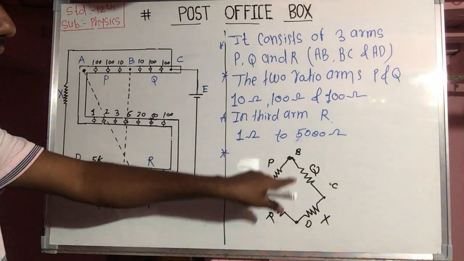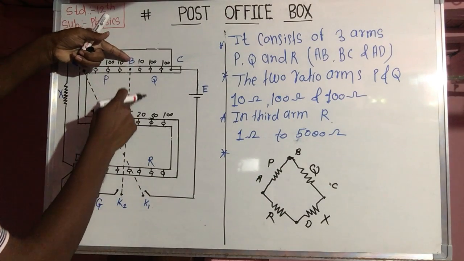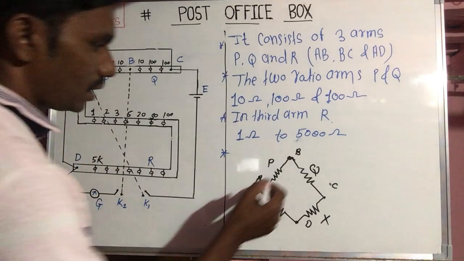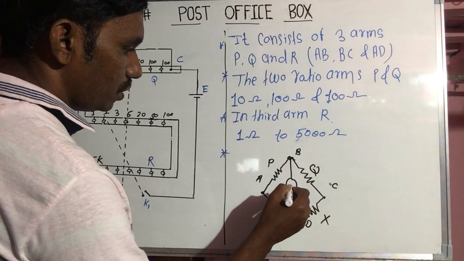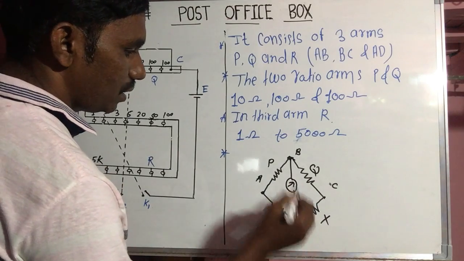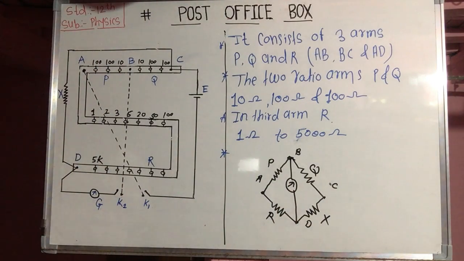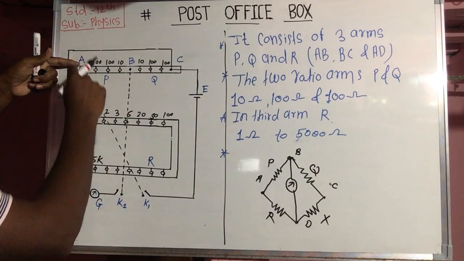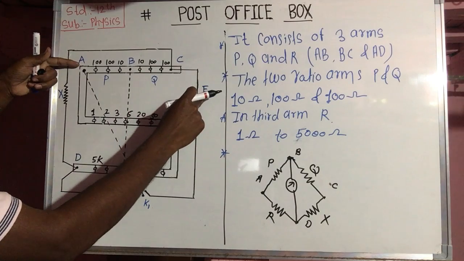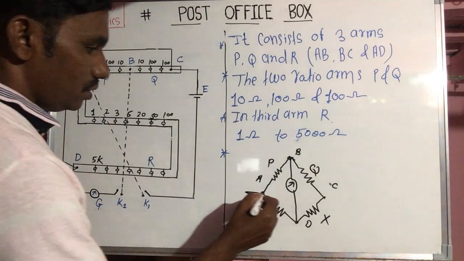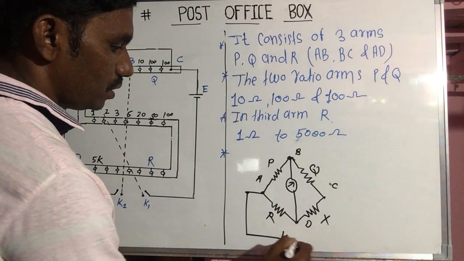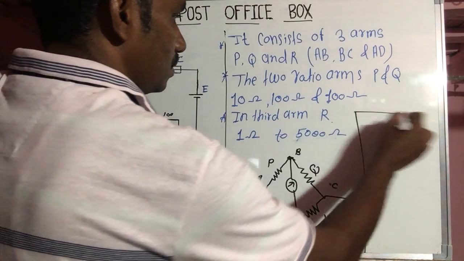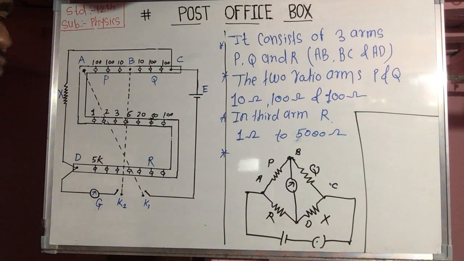Again, between points B and D there is a galvanometer along with key K2. Here we show only the galvanometer between points B and D. Between points A and C we connect a battery and key. So this completes the whole Wheatstone network. That's it, so here is the Wheatstone network.